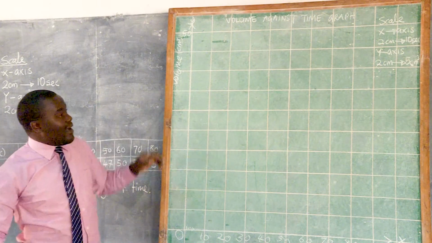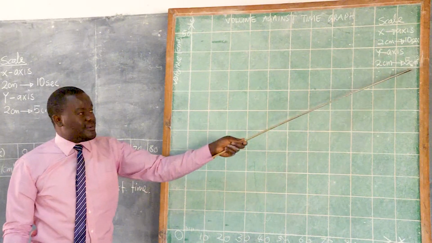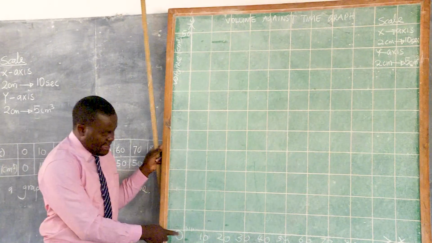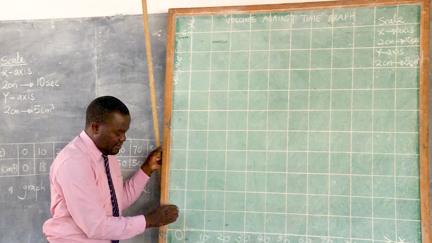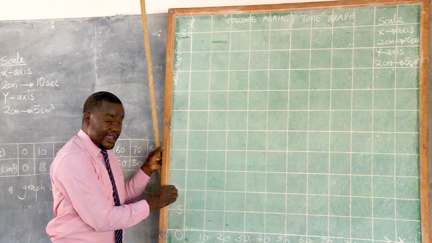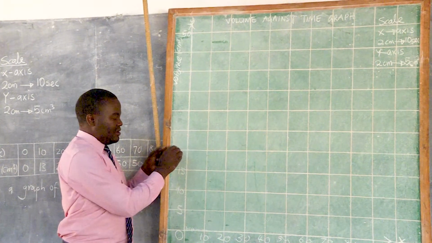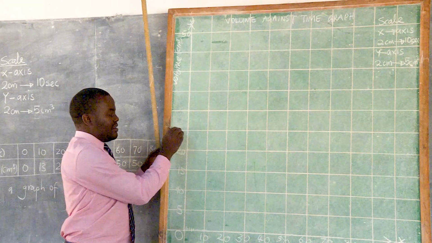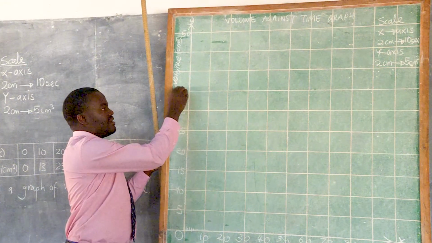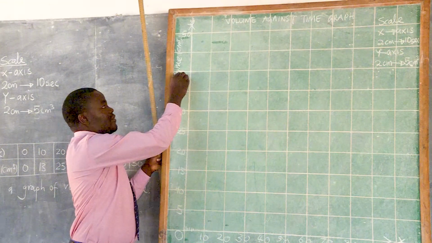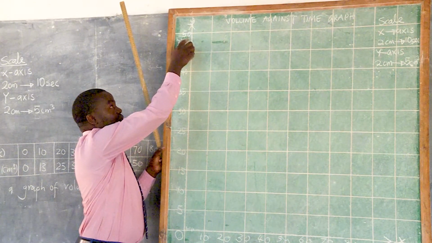According to our y-axis, we are saying 2 centimeters represents 5 cubic centimeters. So from there, we start going up by 5. Yes. So 0 plus 5, 5 plus 5, 10 plus 5, 15 plus 5, 20 plus 5, 25 plus 5, 30 plus 5, 35 plus 5, 40 plus 5, 45 plus 5, 50. Which is there.